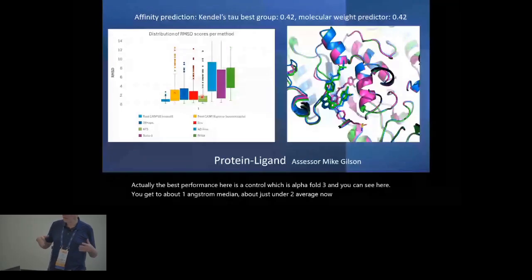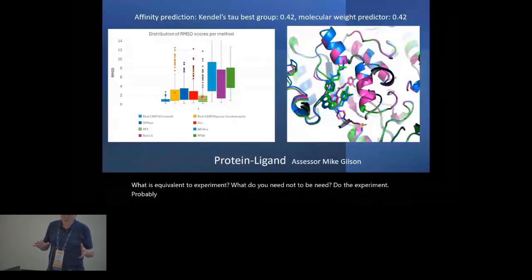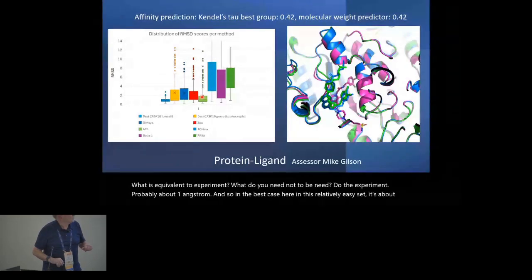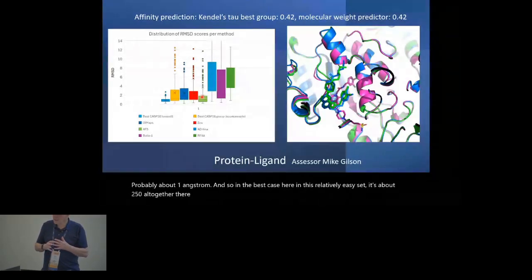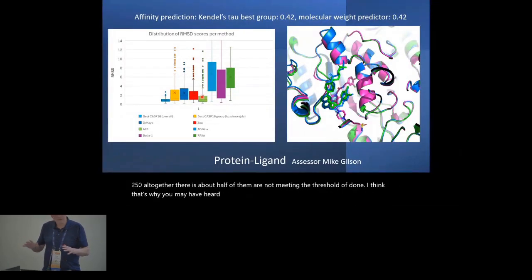What do you need not to do the experiment? Probably about 1 angstrom. And so in the best case here, in this relatively easy set, it's about 250 altogether, and about half of them are not meeting the threshold of done. I think that's why you'll hear different talks in this conference about what people are trying to do about that, and we'll come back to it.